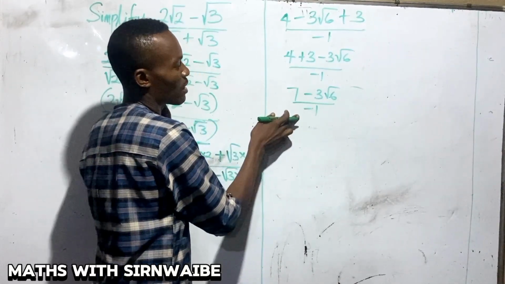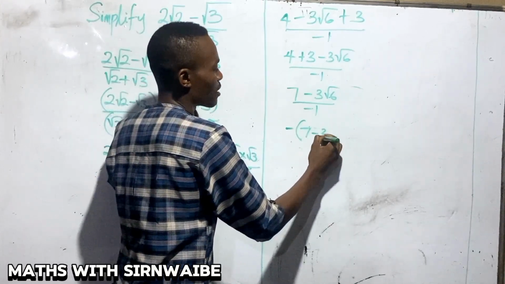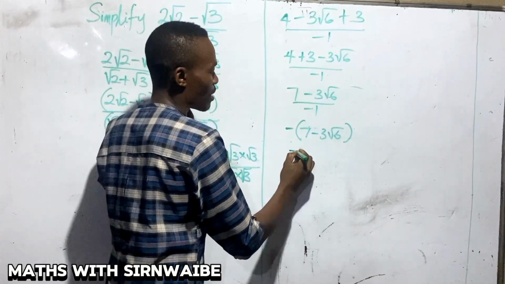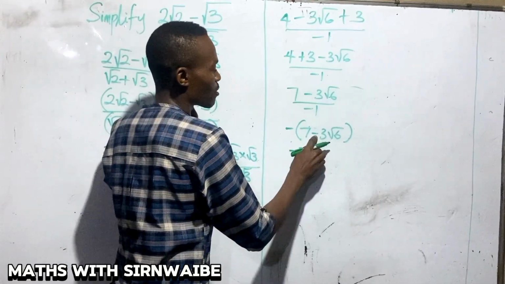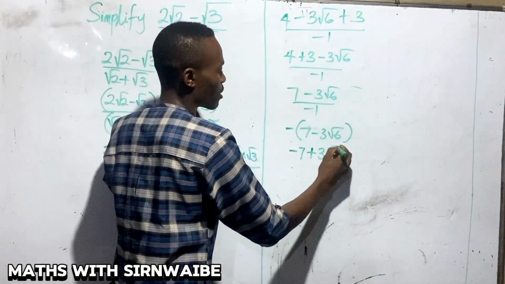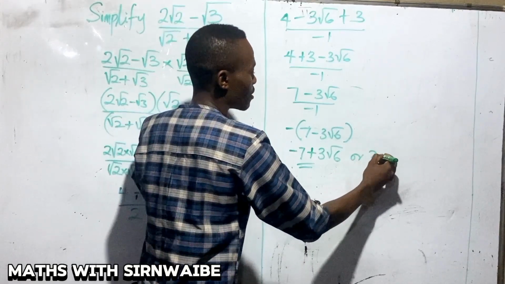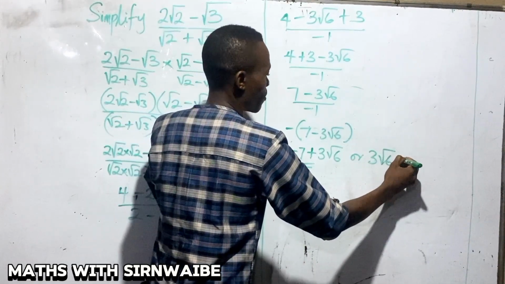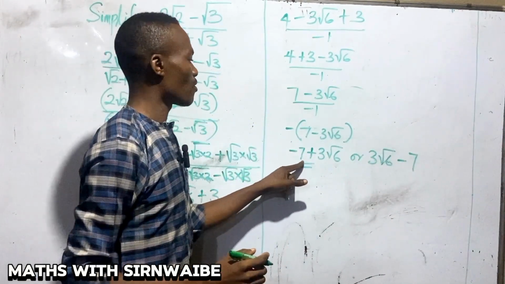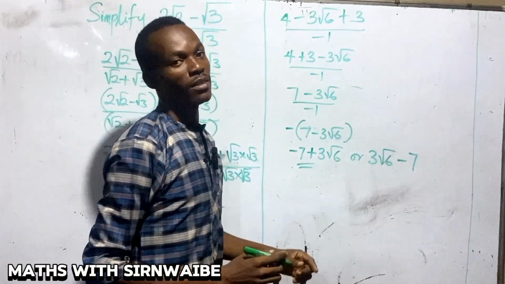Now, if this number divides by minus 1, we're going to have something like this: minus (7 minus 3√6). If we use this minus to open the bracket, we have minus 7. Minus times minus will give us plus, so we have 3√6. This is the answer. You can also leave the answer as 3√6 minus 7. So our answer is minus 7 plus 3√6, or you put it as 3√6 minus 7. Thank you for watching.